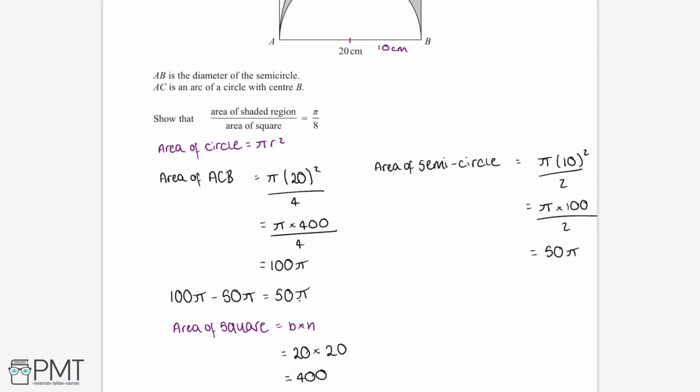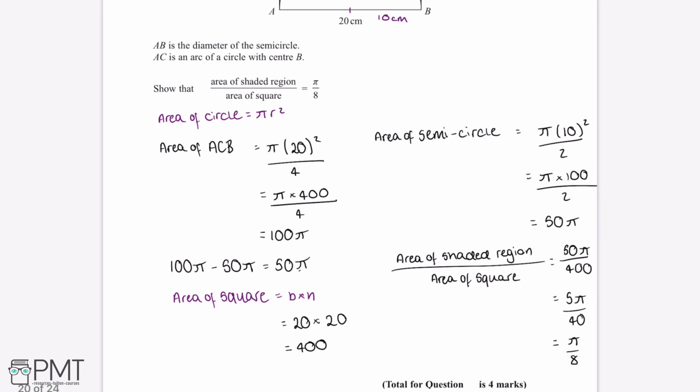So now the final thing we need to do is substitute these two values into this fraction which we've been told to prove, in order to show it's equal to pi divided by 8. So the area of the shaded region divided by the area of the square will be equal to 50 pi divided by 400. And if we simplify this down, we can first divide both the numerator and the denominator by 10, which gives us 5 pi over 40. And then we can divide both the numerator and the denominator by 5, which gives us pi over 8. So as we can see, we've shown that the area of the shaded region divided by the area of the square is equal to pi divided by 8.